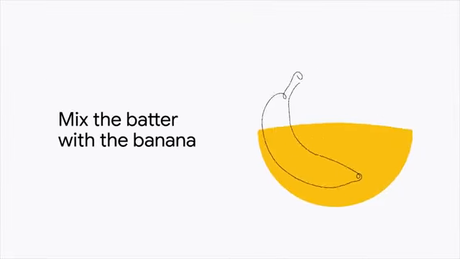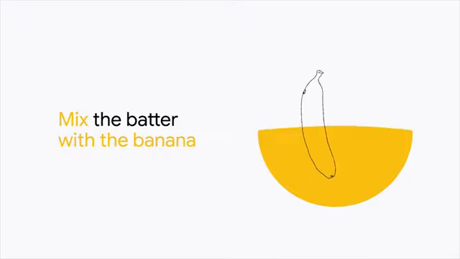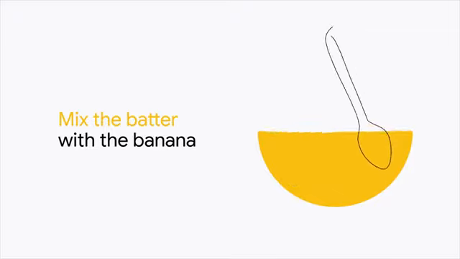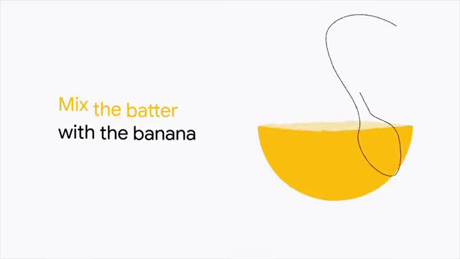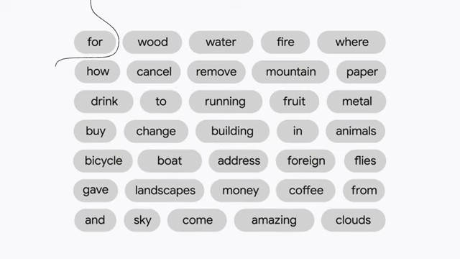If a pancake recipe told you to mix the batter with the banana, you probably wouldn't think to use the banana as a mixing spoon. But what's obvious to humans, things like context, tone, and intention, are actually very difficult for computers to pick up on. At its core, a Google search is about understanding language.